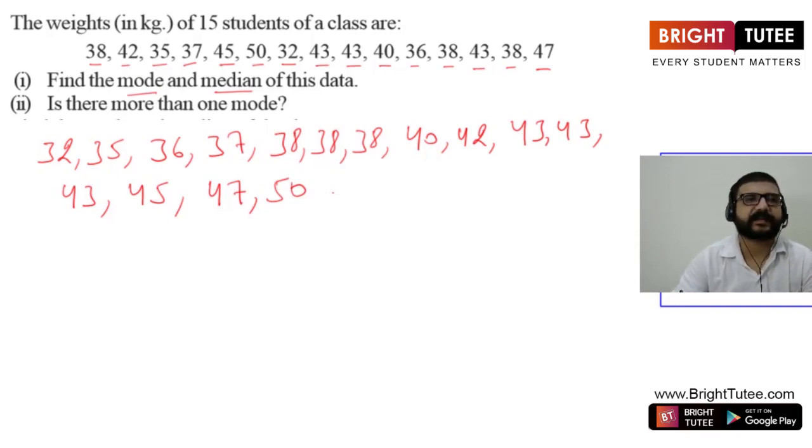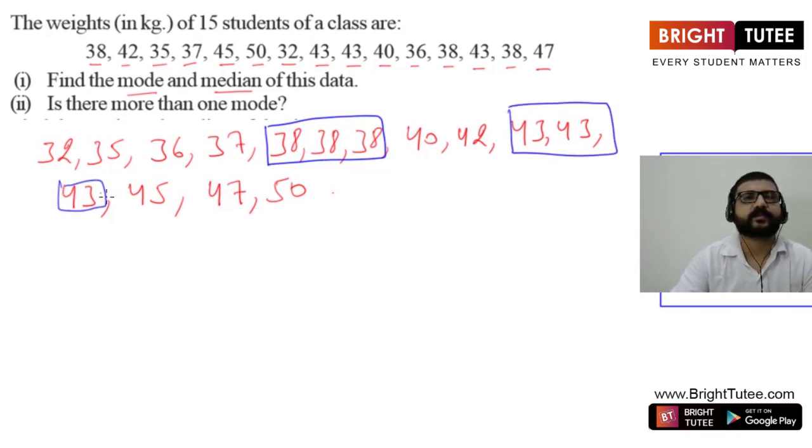Now as we can see from the data, the number 38 has occurred three times and 43 has also occurred three times in the data. There is no other observation or value which has occurred more than three times. So therefore we can say the mode of this data will be 38 and 43, as they both are occurring an equal number of times.